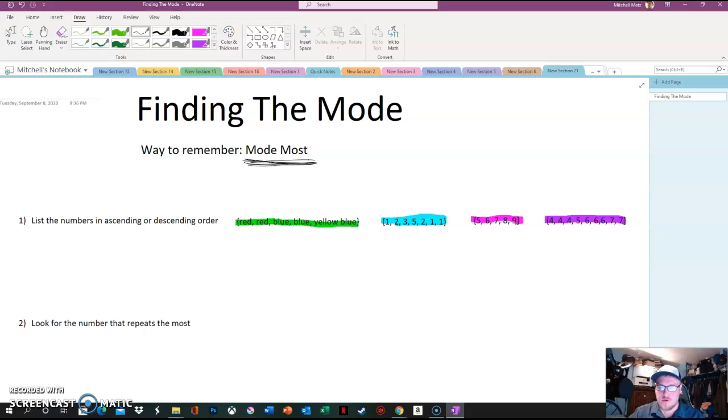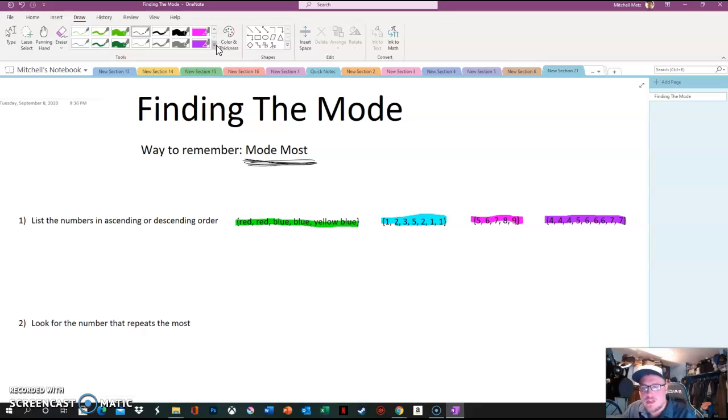I'm going to show you 4 different examples, but there's usually 2 steps you can generally follow. You do not actually have to do the first step. As long as you are consistent and you can identify which number is repeating the most, that's all that matters. You do not have to actually list it in ascending or descending order. Again, ascending means least to greatest, and descending means from greatest to least when you're listing your numbers. So let's look at these data sets and look for the one that repeats the most. I'm going to do the ascending order just to show you how to do it that way.